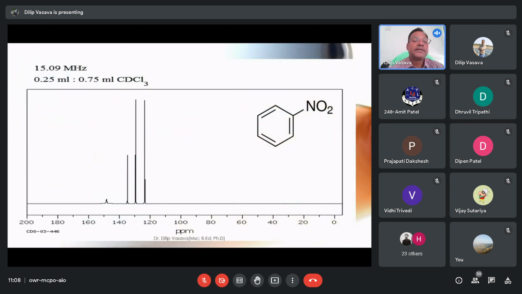Now you can see, based on that, this is a very simple example that we have taken, nitrobenzene. Now, if you are able to see, what will be the value of NO2 that we will get?